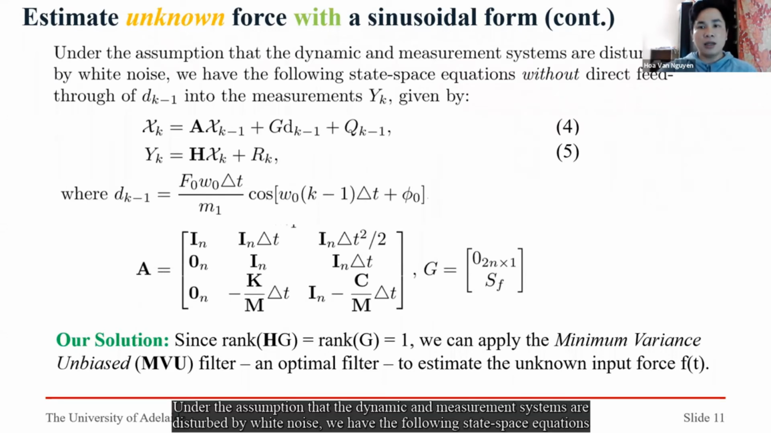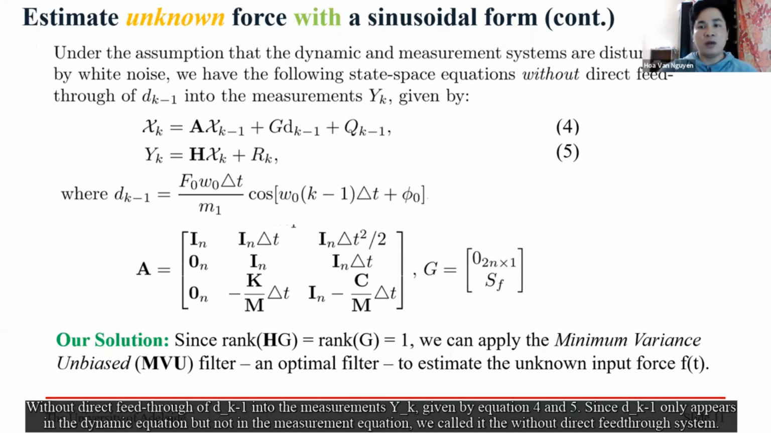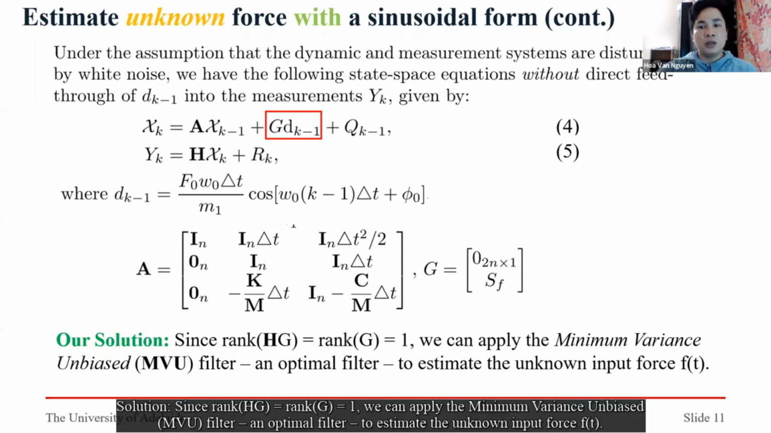Under the assumption that the dynamic and measurement systems are disturbed by white noise, we can have the following state equations, without direct feedthrough of the input f_{k-1} into measurements y_k, given by equations 4 and 5. Since f_{k-1} only appears in the dynamic equation but not in the measurement equation, we call it the without direct feedthrough system. Since rank of HG equals rank of G equals 1, we can apply the MVU filter, an optimal filter, to estimate the unknown input force.